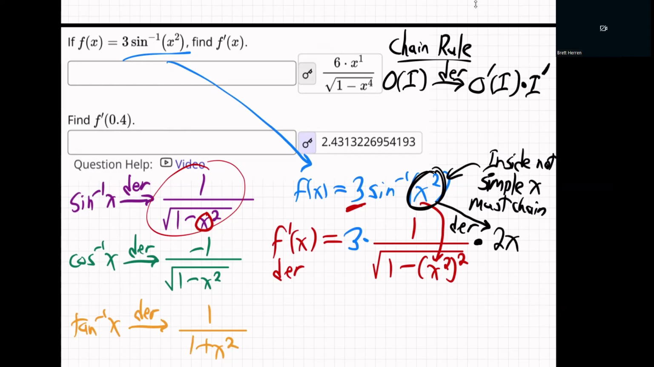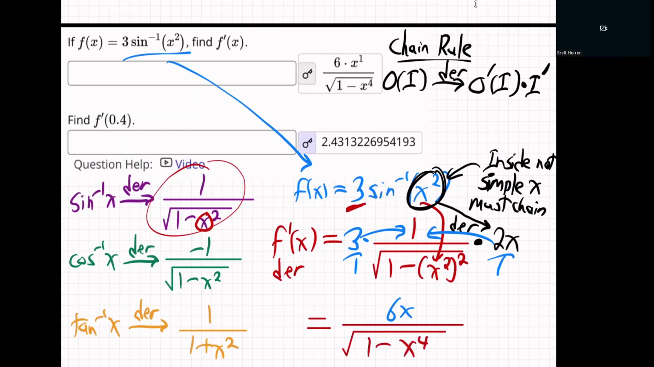So then, cleaning that up a little bit, it's going to be, let's put it on the top, 6x, so this 3 over 1, 2x over 1, they just both go to the top. So that'd be 6x, and the bottom, square root of 1 minus x to the fourth. So that's what we see right there. So there's the derivative.